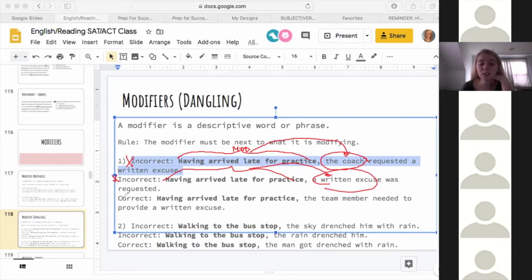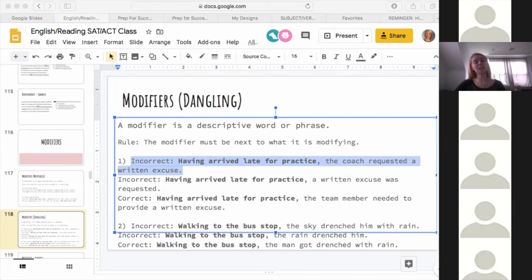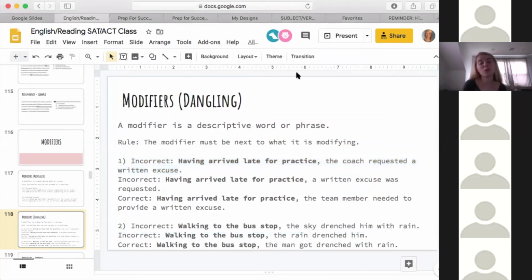Now, how we could fix this is something like this. "Having arrived late for practice, the team member needs to provide a written excuse." Now we know who arrived late for practice, and it's right next to the modifier. Now, notice the problem here. If you're not aware that this is testing modifiers, this could get really ugly, thinking that it's wordiness or some type of redundancy. Because notice the correct answer is the longest answer.